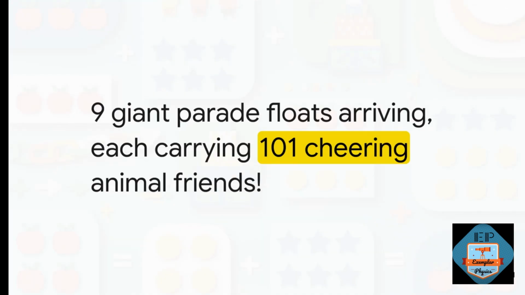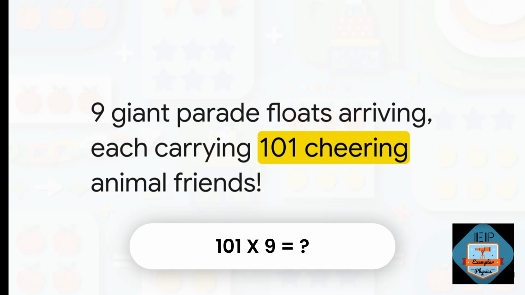Amazing. It means 9 giant, colorful parade floats are pulling up to our party, and on every single float, there are 101 cheering animal friends. We're talking elephants, monkeys, tigers, and bears, all blowing party horns. That's 9 groups, with 101 animals in each group. Wow, what an absolutely incredible party this has turned into.